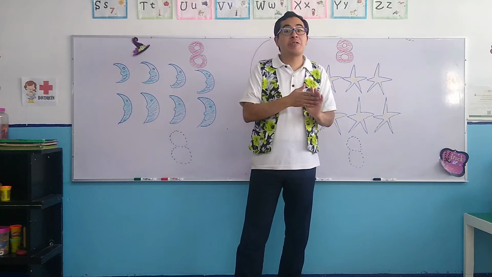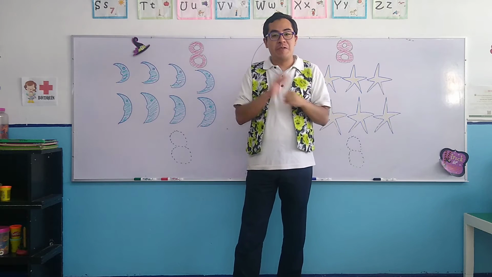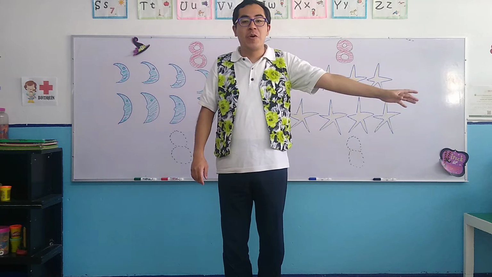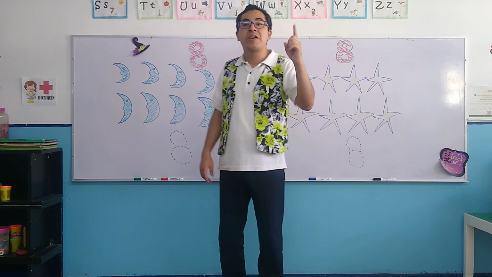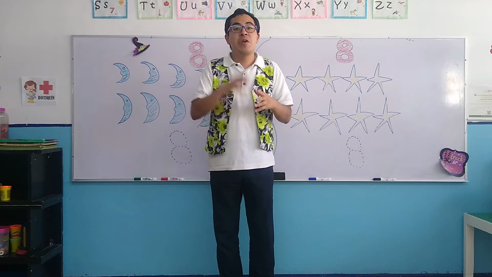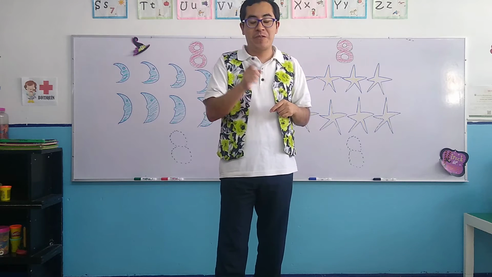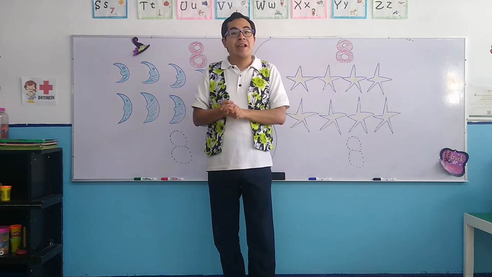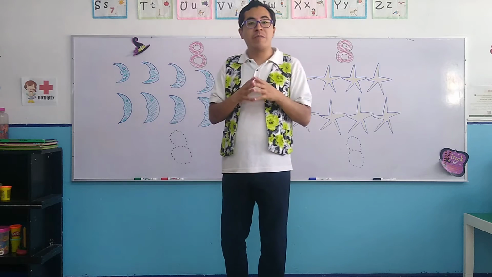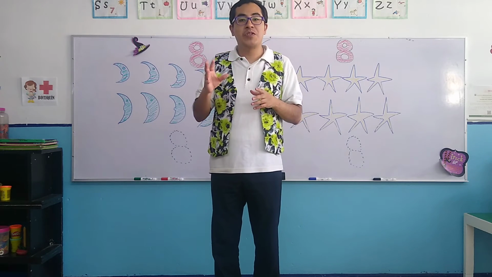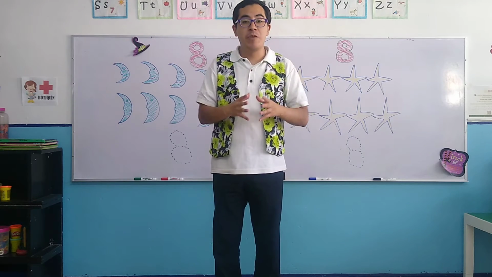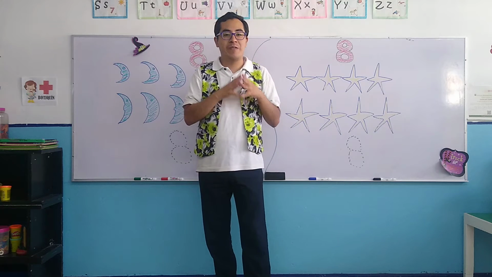Today, my children, we are going to continue with the numbers. First of all, we are going to have the review of the numbers from number 1 to number 7, and then we are going to continue with the number 8, which is the new number. Don't forget that, okay? So let's start. Now, don't forget, also very important, that all of the numbers have a different form or shape format, okay?